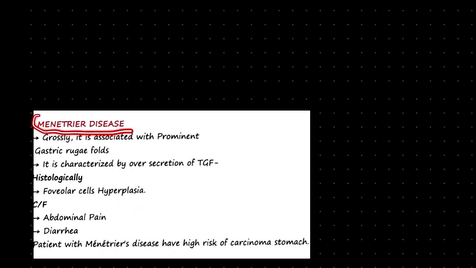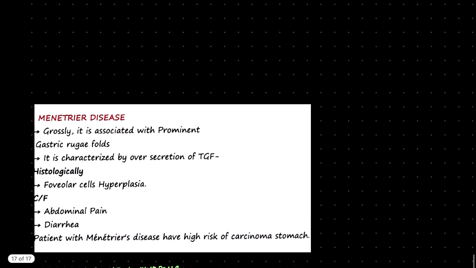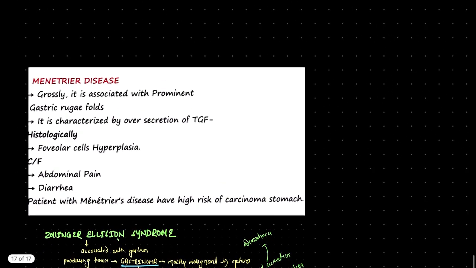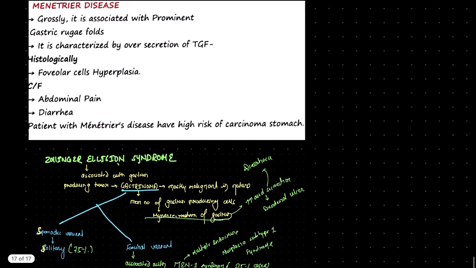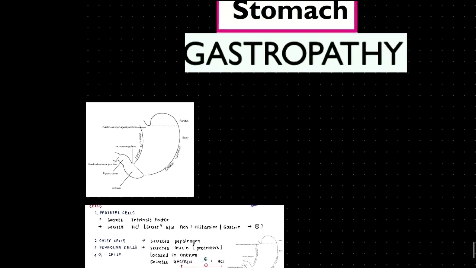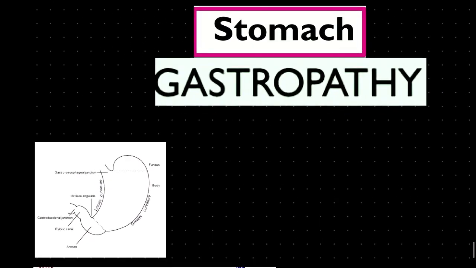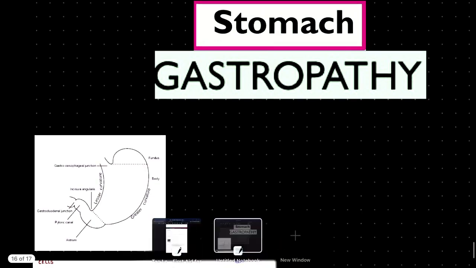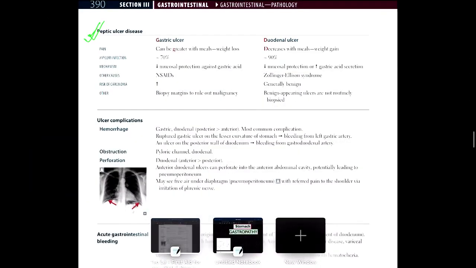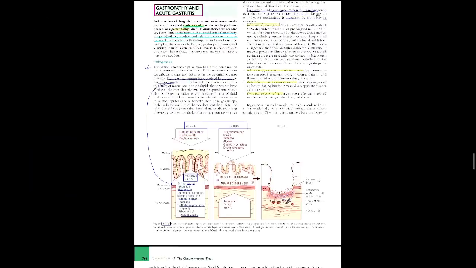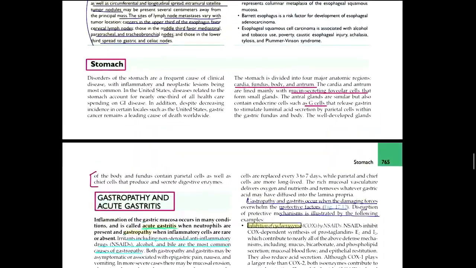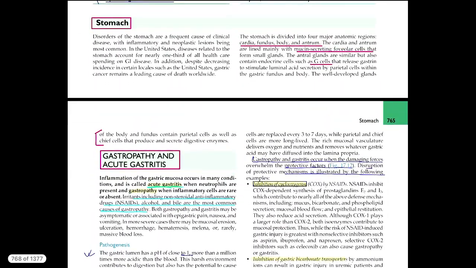We'll study the different types of gastropathies, such as Ménétrier disease and Zollinger-Ellison syndrome. Now, without delay, let us move toward the stomach part. After these things, we'll correlate all of this with what is mentioned in Robbins, as you can see right here: the stomach portion, gastropathy and acute gastritis.